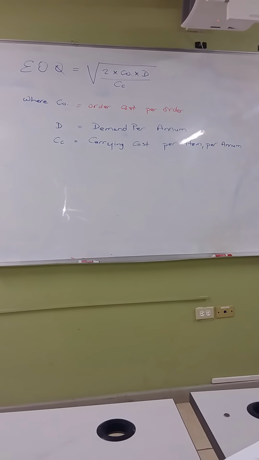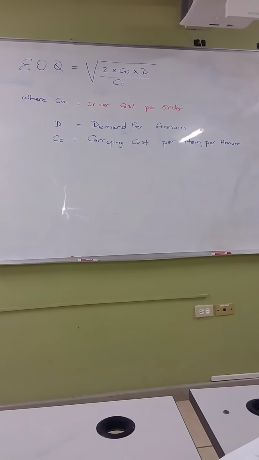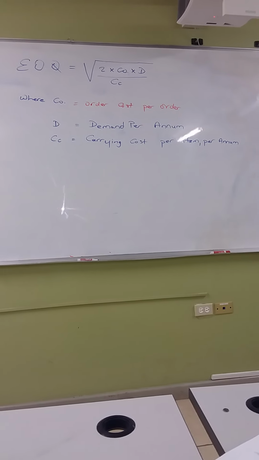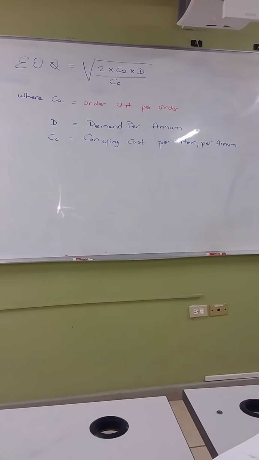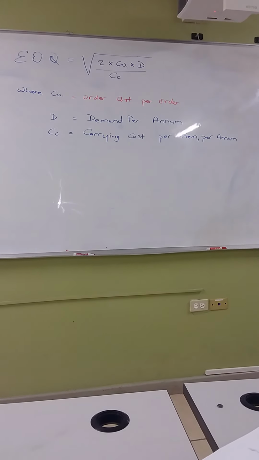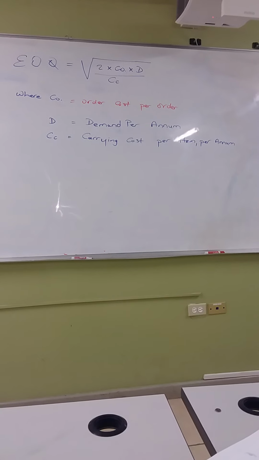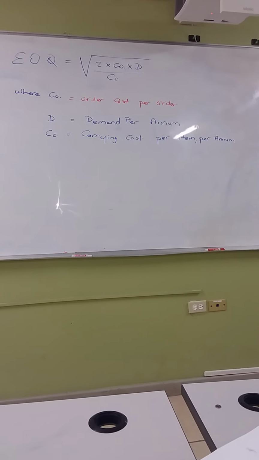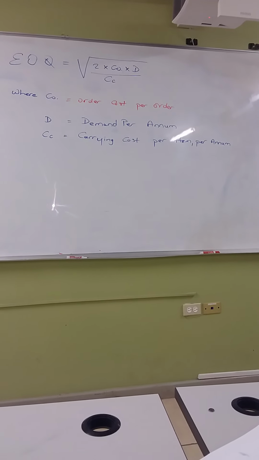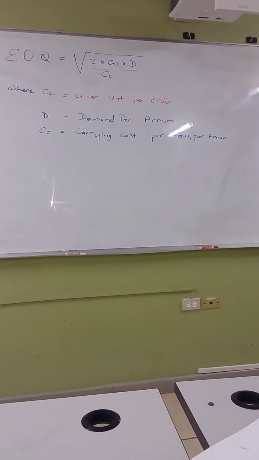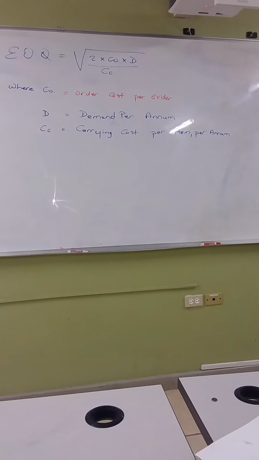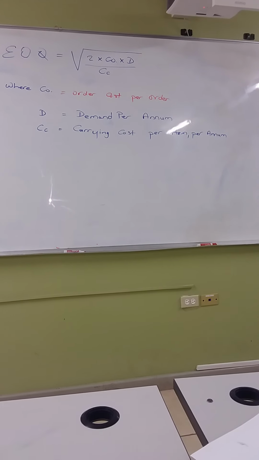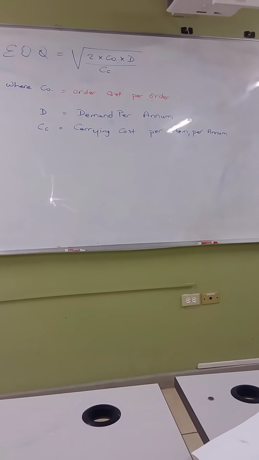Now below, I tell you what all of those letters mean. So we have CO. What is CO? We're speaking about the ordering cost per order. So in layman's terms, what they're saying here is how much it costs you to place an order. Each time you place an order, how much does it cost you? So that is what CO means: the ordering cost per order.